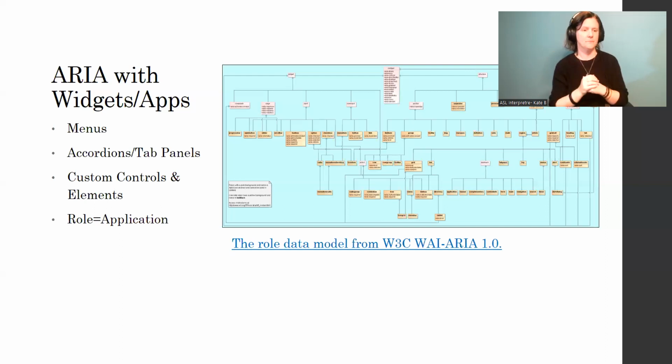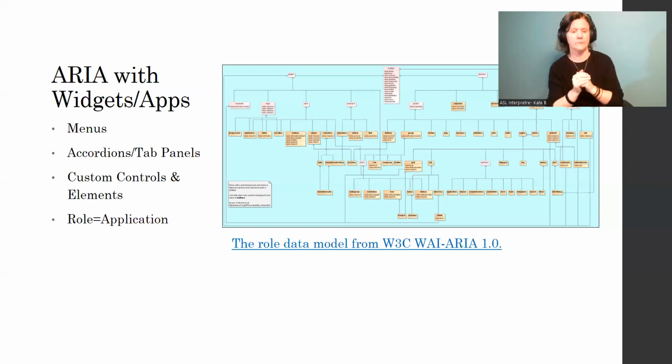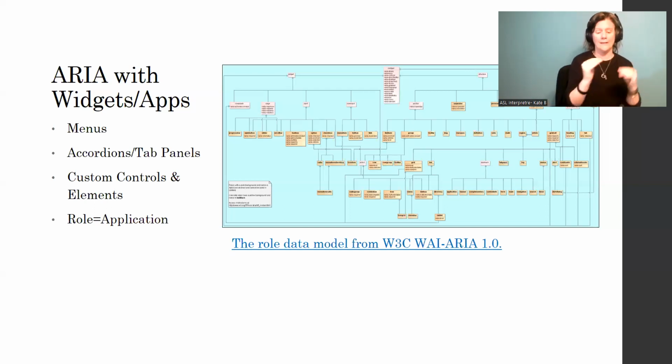So you'll see this in menus, accordions, or tab panels. Some of the widgets on a website might have custom controls or elements. If you're working in something like Google Docs and it has its own shortcuts, that's what those custom controls are. They're communicated to screen readers by ARIA. And then you have role equals application, where the entire thing is treated as a piece of software, such as Google Docs. It's a really good example for this kind of thing.